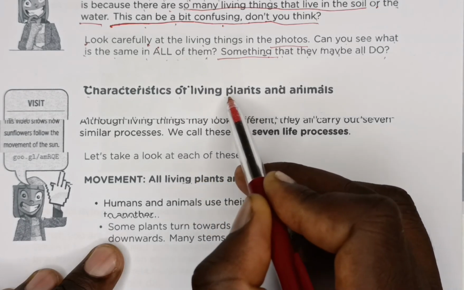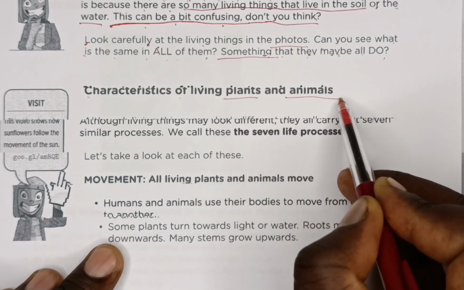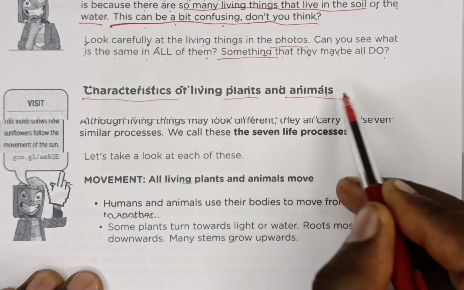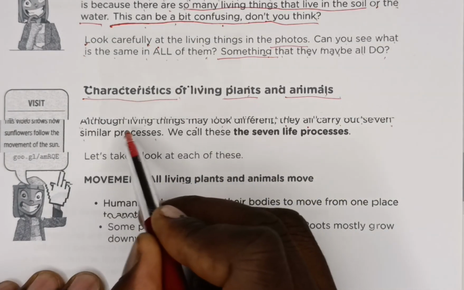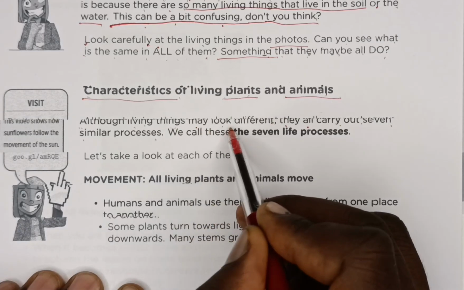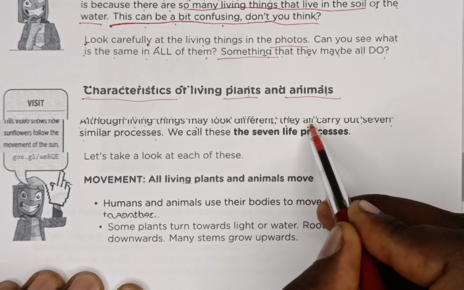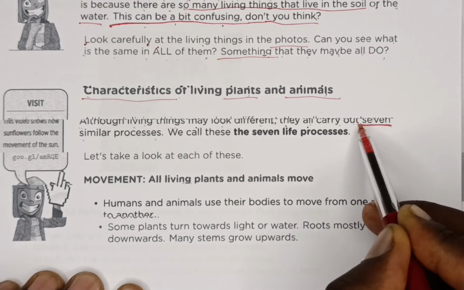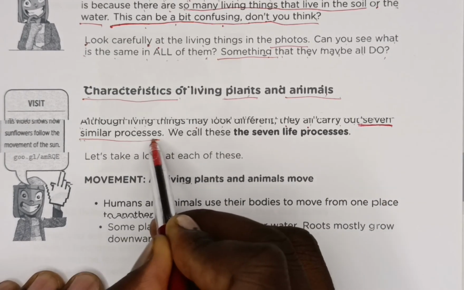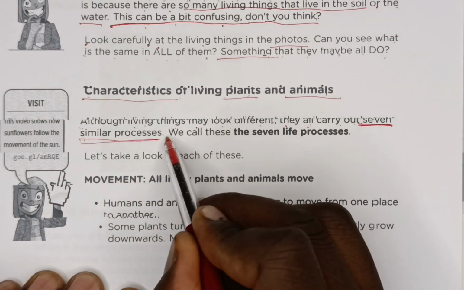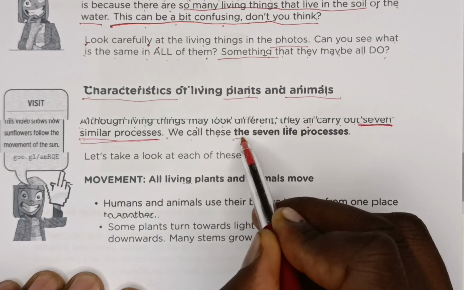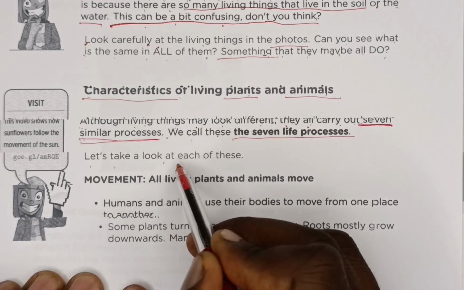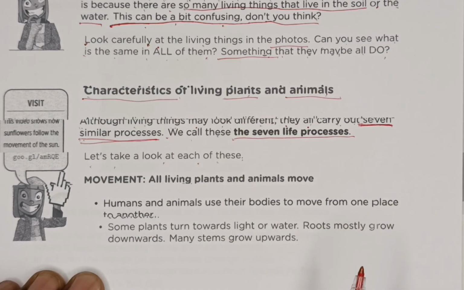Characteristics of living plants and animals. What are the characteristics of living plants and animals? Although living things may look different, they all carry out seven similar processes. We call these the 7 life processes. So let's take a look at each of these processes.